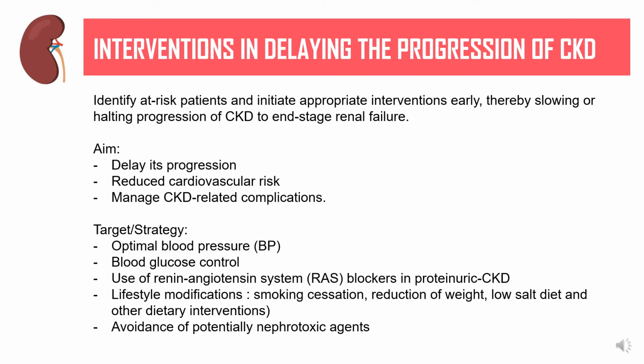First of all, we need to optimize the blood pressure. Besides that, we need to control her blood glucose. The use of renin angiotensin system blockers such as ACE inhibitor and angiotensin receptor blocker or ARB is useful especially for proteinuric chronic kidney disease. We need to advise the patients to change her lifestyle, especially to stop smoking, reduce her weight, and control her diet, which must be low salt and low protein intake. As well, we need to avoid any potentially nephrotoxic agent that can worsen her kidney function.